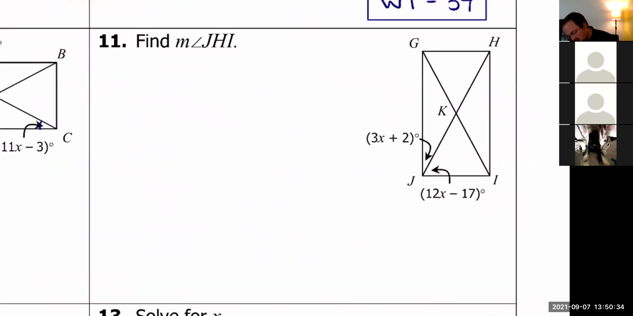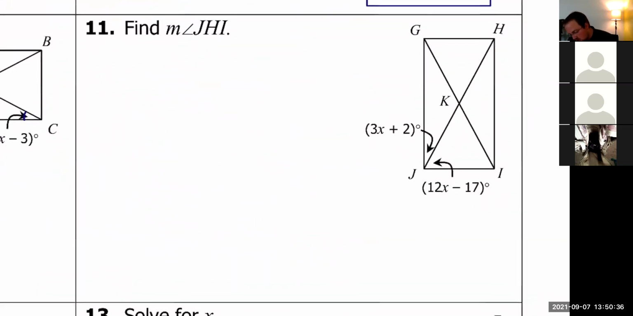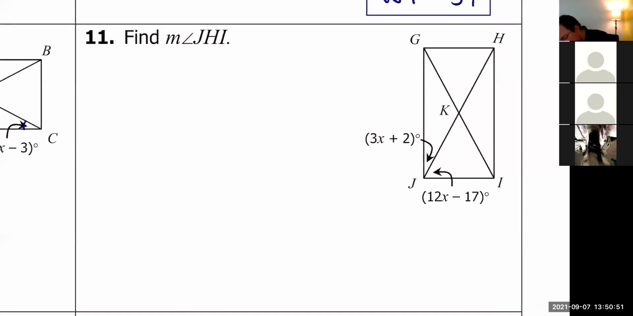Next one, I'm going to help you set it up, and then I'll give you the answer. Notice that this time they gave me expressions for 2 parts in the same corner of the rectangle. Well, what do I know that that total angle should be? 90. In the corner of a rectangle, it should be 90, which means if you were to set this one up, 3x plus 2 plus the 12x minus 17 should end up equaling 90 degrees.